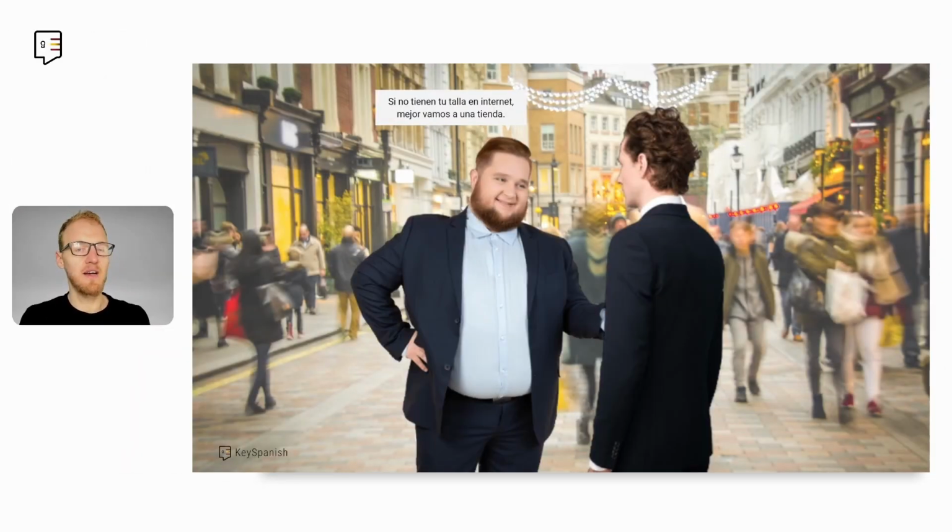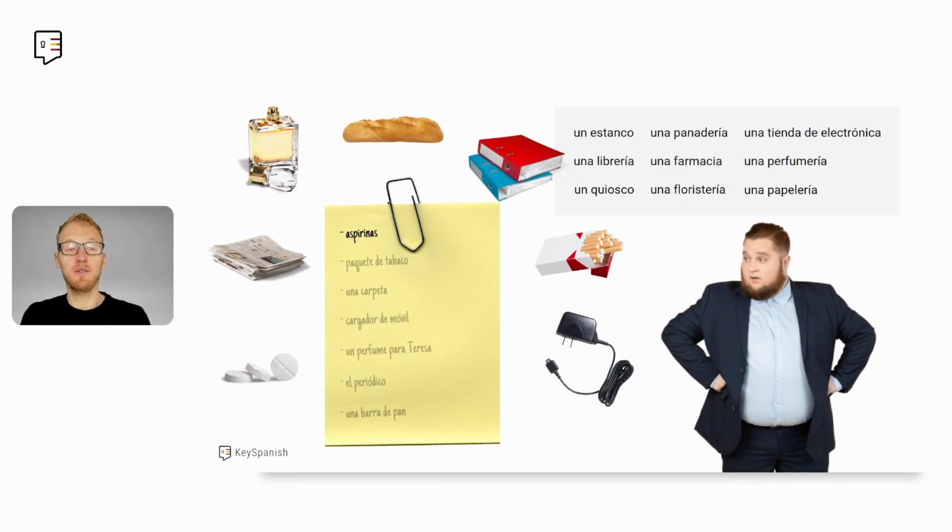in these situations. If you remember, in the previous lesson, John had a hard time finding his size on the online store Thurman Clothing. So Sergio says, bueno, si no tienen tu talla en internet, mejor vamos a una tienda. If they don't have your size online, then it's better if we go to a store. But first, Sergio has to do some errands and buy some things at different places before we go to the shop with John. And you have here more places to shop. Again, we saw some of them in the first lesson, but there are more here. And on the left, the shopping list of Sergio, la lista de la compra.